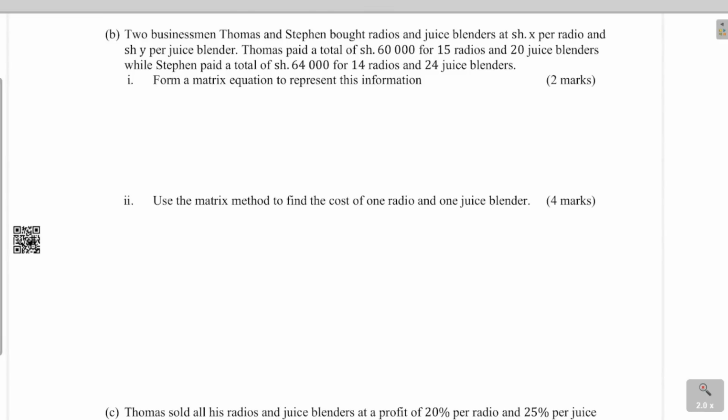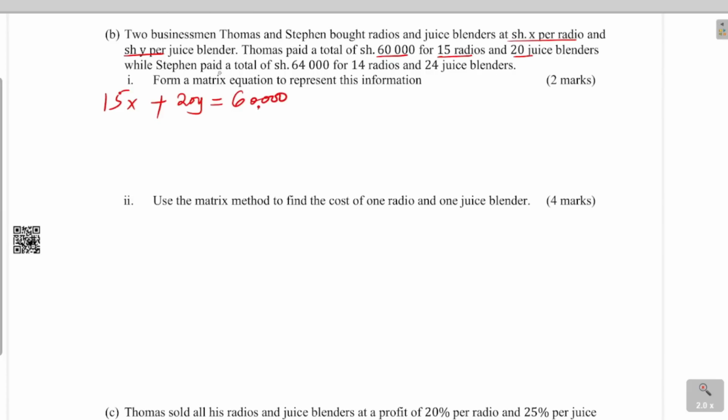Two businessmen, Thomas and Stephen, bought radios and juice blenders at X shillings per radio and Y shillings per juice blender. So Thomas paid a total of 60,000 for 15 radios. The cost of one radio is X, so that will be 15X, the cost of all the radios. And then 20 juice blenders, one costs Y shillings, so that will be 20Y, equals a total of 60,000.